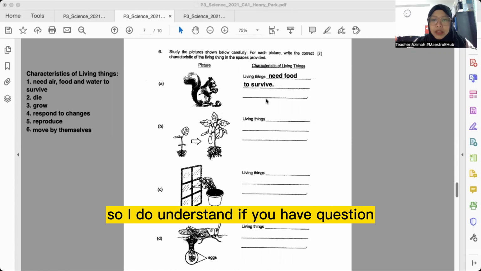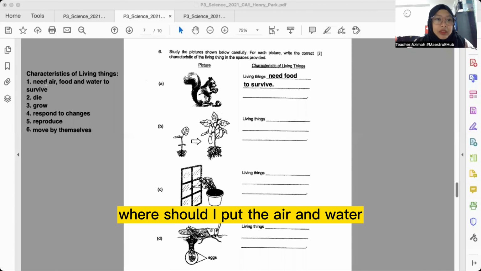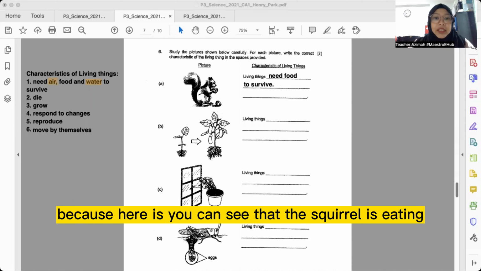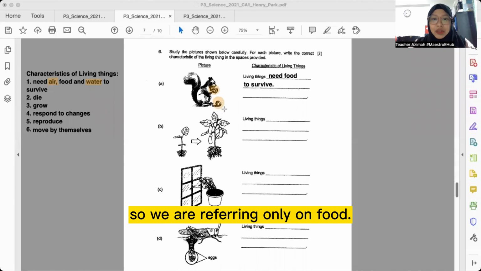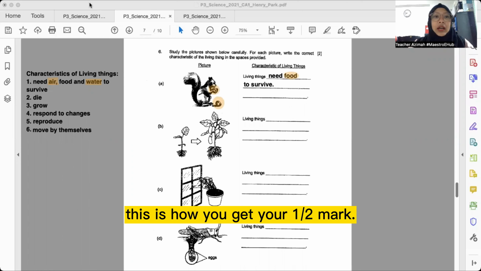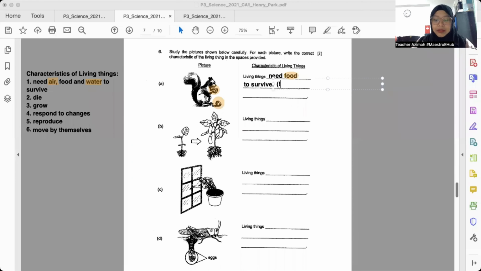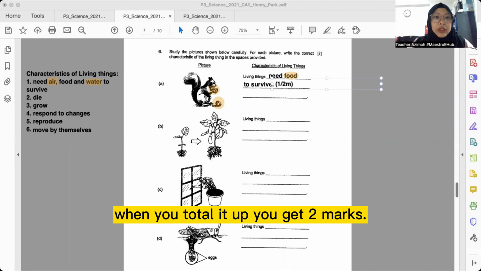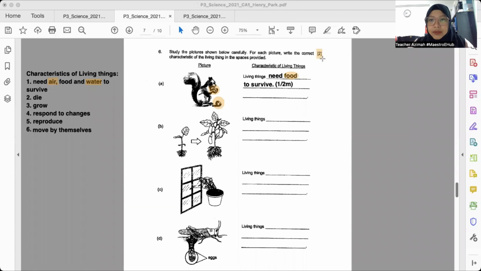So I do understand. If you have a question, where should I put the air and water? Do I include air and water here? No, we don't. Because here we can see that the squirrel is eating, so we are referring only to food. This is how you get your half mark. And why do I say half mark? Because each question is half a mark. When you total it up, you get 2 marks.